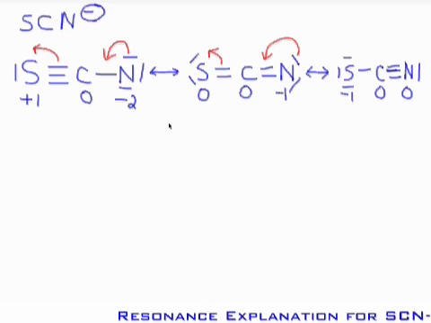Rule number 4 states that structures that have filled octets around each atom, but period 2, make a greater contribution than structures that don't. But what's interesting, if we count 2, 4, 6, 8, 2, 4, 6, 8, 2, 4, 6, 8, you do that around every atom, they all have filled octets. So rule 4 doesn't help us. Rule 5a says more important structures have less charge separation. So let's label these structures A, B, and C.